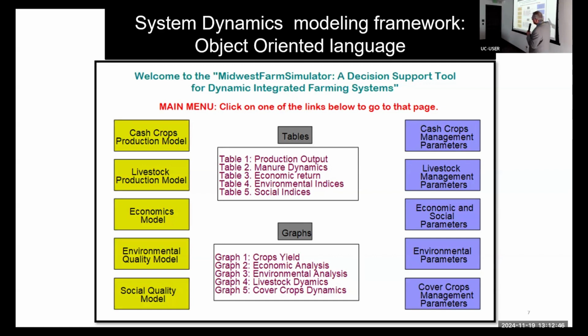And all of this here was done in Vensim, but it can be done in other object-oriented languages. Vensim, by Ventana, is an industrial systems framework that was initially developed to address problems in engineering, but then in the last 15, 20 years, has been brought into ecology and agriculture in general.